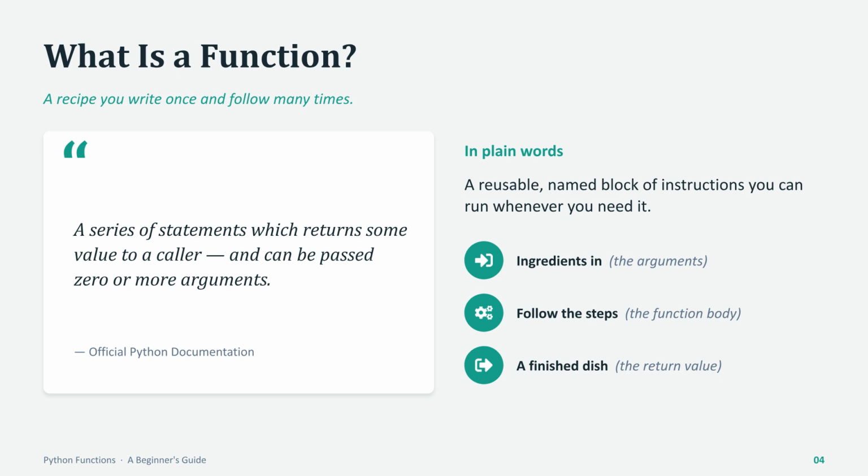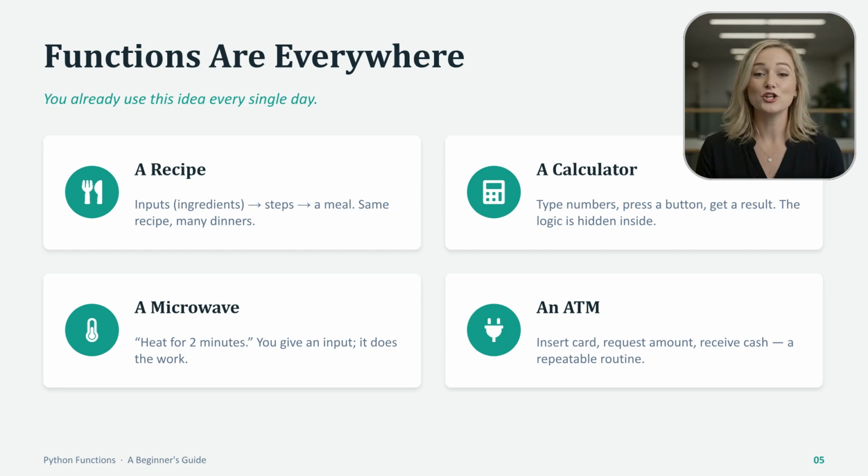Simply put, a function is a named block of instructions that you can reuse. You provide ingredients, known as arguments, the code runs, and it returns a finished result. You likely use the concept of functions every day. Think of a recipe, a calculator, a microwave, or an ATM. Each takes specific input, performs a hidden set of steps, and gives you an output.